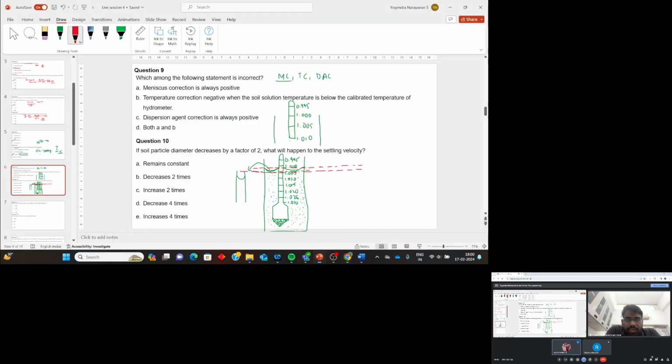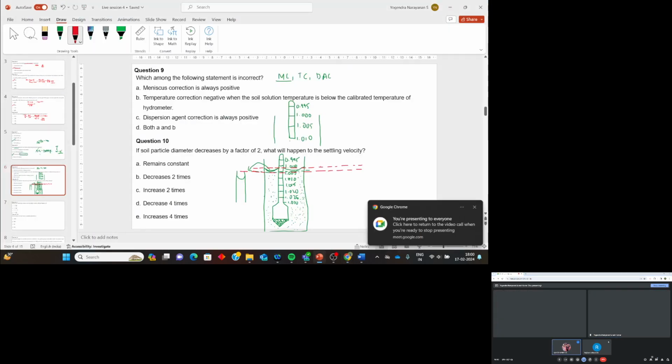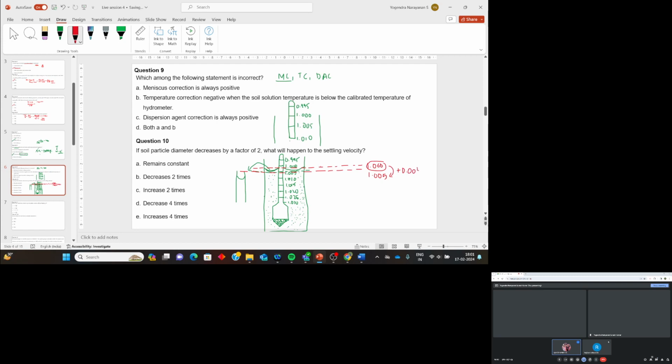Understand, sir. Now you will be able to see this, but your actual value should be, for example, if you see one, but the actual value should be 1.005. So what will you add? You will be adding 0.005, right?